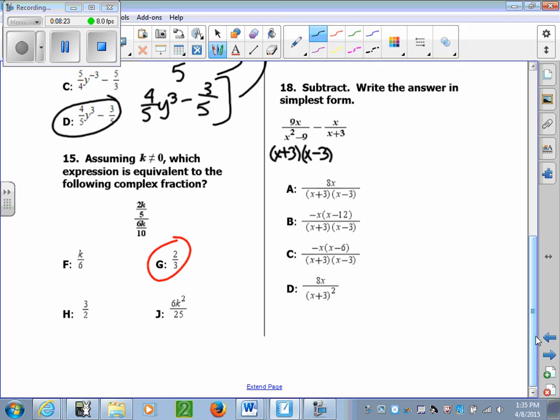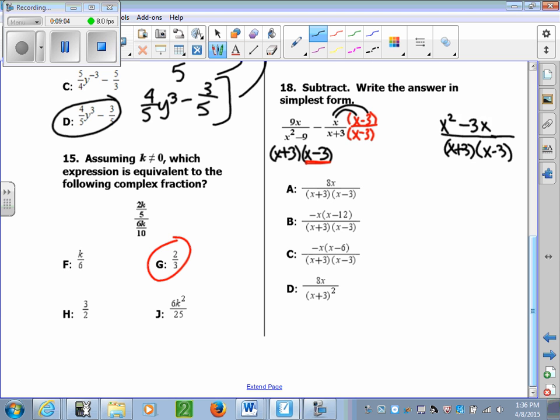Alright, so then I need to look and see what is this second fraction or second denominator missing that the first denominator has. They both have an x plus 3, but the second denominator is missing an x minus 3. So I'm going to multiply this second fraction by x minus 3 over x minus 3. Now I need to distribute. I have x times x gives me an x squared, and x times a negative 3 gives me a negative 3x. All over my new denominator of x plus 3 times x minus 3.